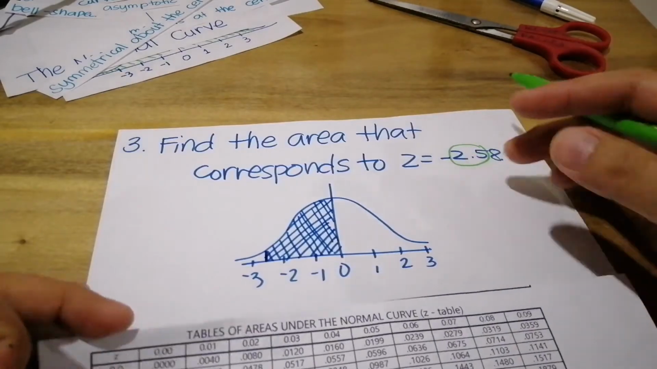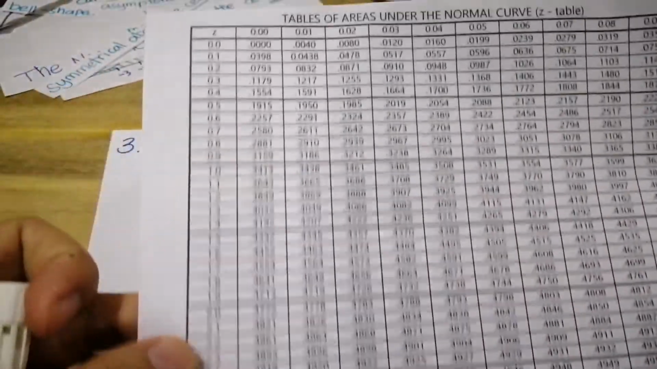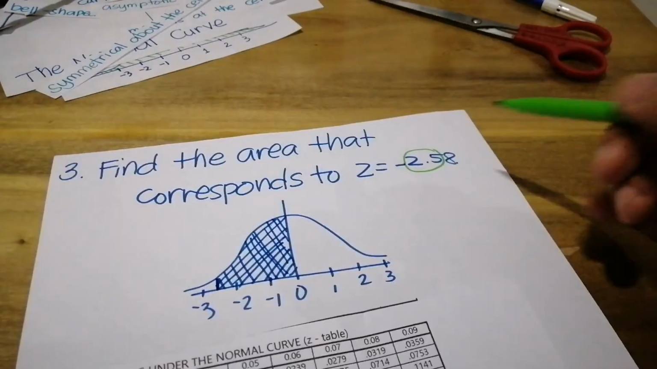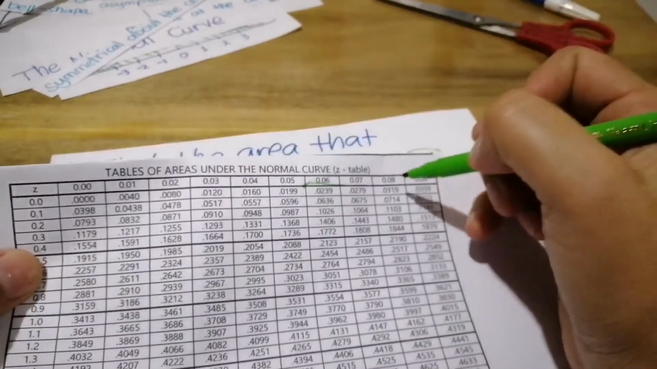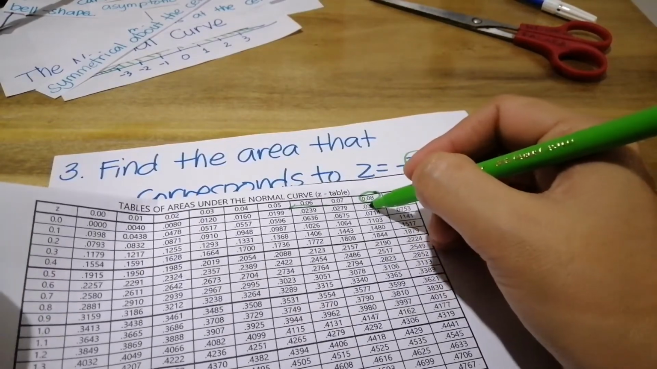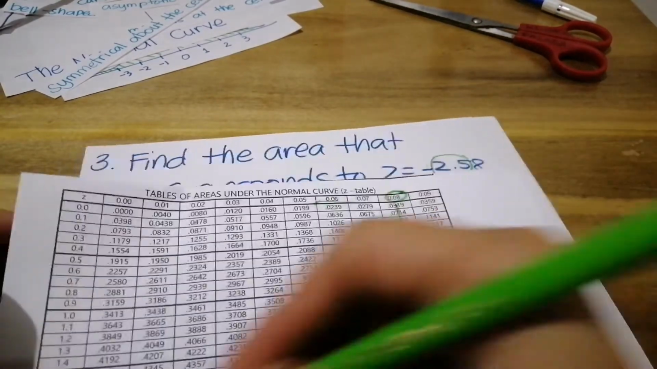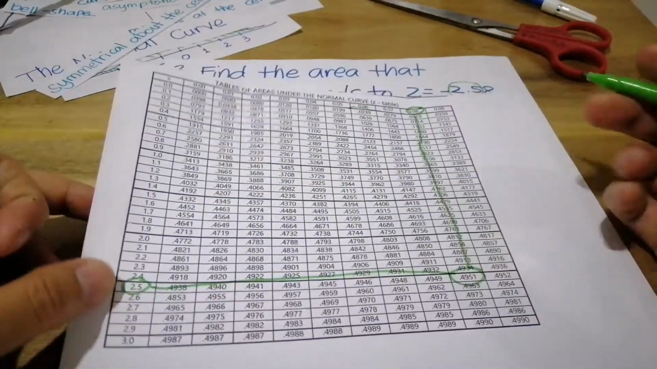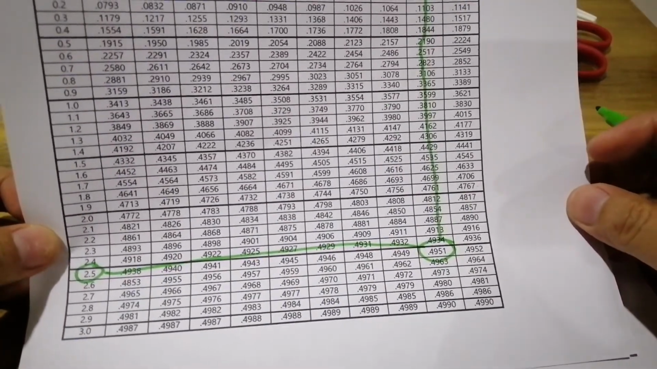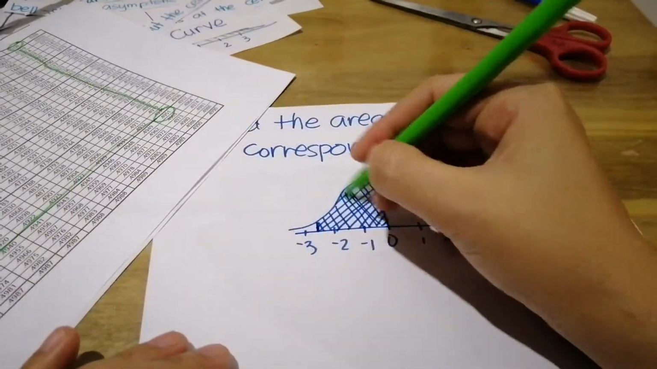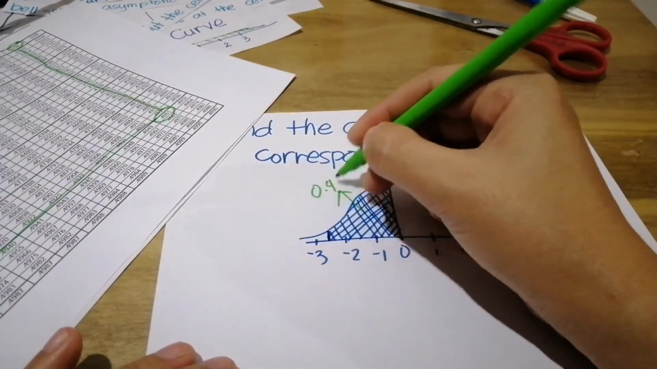So let's find 2.5 in this first column, and then the last number is 8. We're going to find that one here, and this is the 8. Okay, and so we're going to match the two. Let us match them, and we have this answer, 0.4951. So this area here is 0.4951.